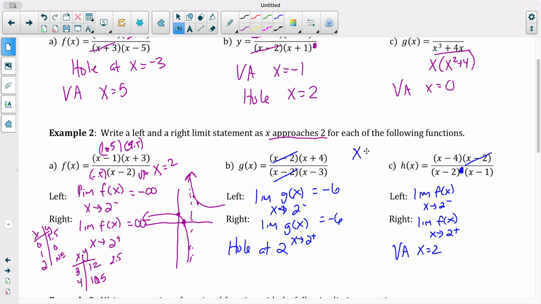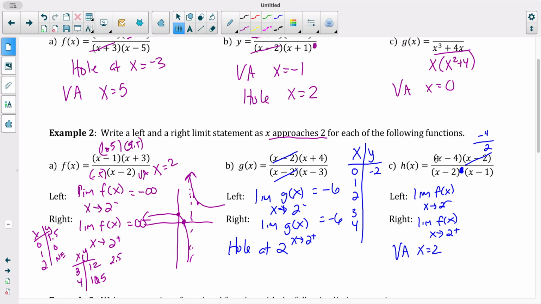It's kind of like doing the inequalities. It's not necessarily the number that matters, but whether it's getting bigger negative or bigger positive. If I substitute in some numbers that are less than 2, let's try 0 and 1, and then we'll try 3 and 4 on the other side. Substituting in 0, after crossing out that factor on the top, 0 minus 4 is -4, over -2 times -1, which is +2. So that's -2.